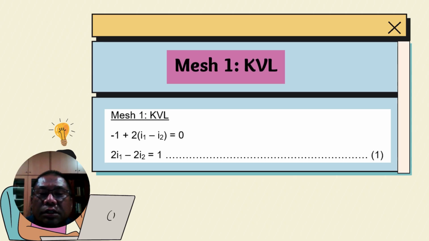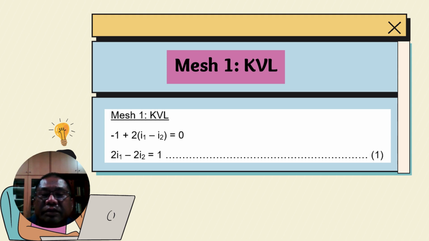So mesh 1, if we look at the left side of the circuit, taking that clockwise. If we start from below the circuit under mesh 1 on the left side, you will see the power supply. The power supply starts with a negative voltage, and the voltage is 1 volt. So we have minus 1, meaning minus 1 volt starting from below.